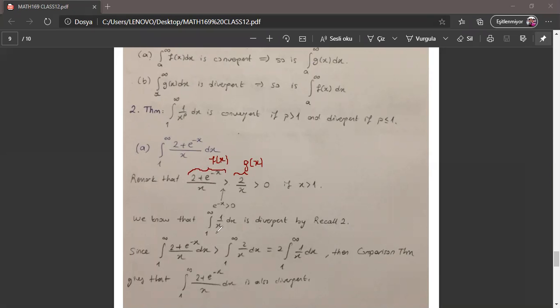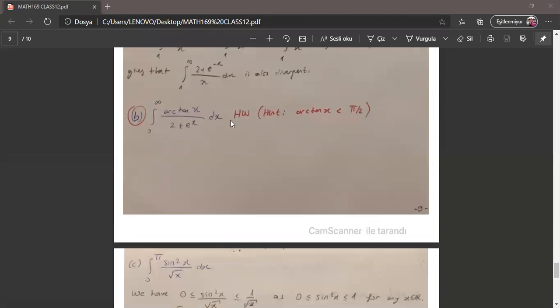Here we have this integral. We know it's divergent because here we have p equals 1. So this integral is greater than that, and it's equal to 2 times this one, which is divergent. Now, if we apply the comparison theorem, we get that this is divergent too. This is homework.